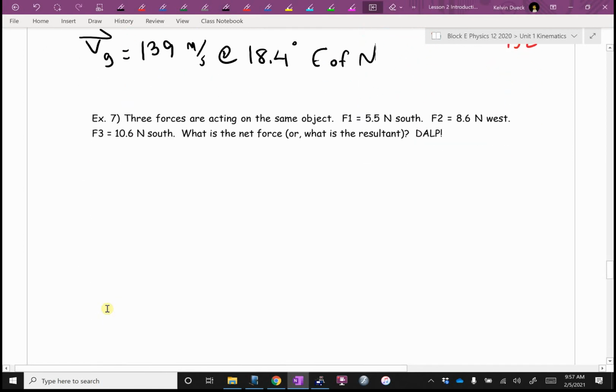Three forces are acting on the same object. Force 1 is 5.5 newtons south. You know what? I've scrolled down. I'm going to put a compass rose. Force 2 is 8.6 newtons west. Force 3 is 10.6 newtons south. What's the net force, or what's the resultant? I guess we're going to add force 1 plus force 2 plus force 3.